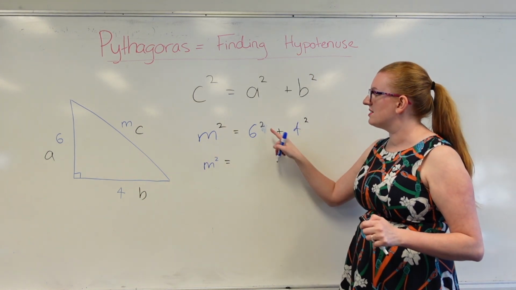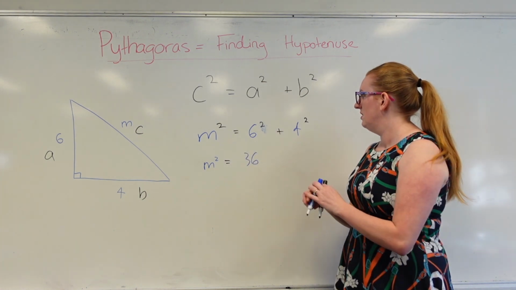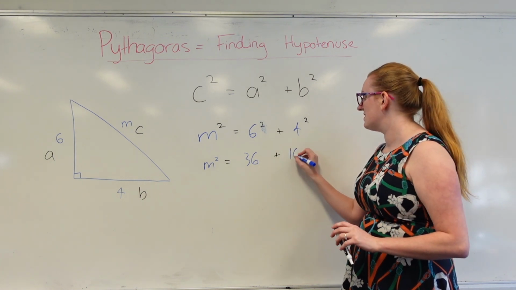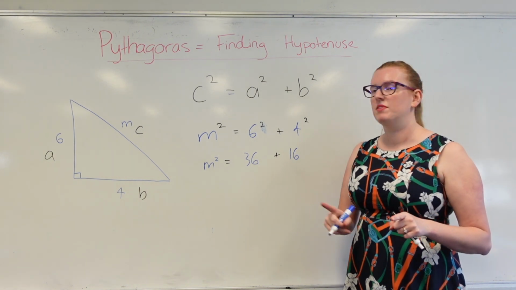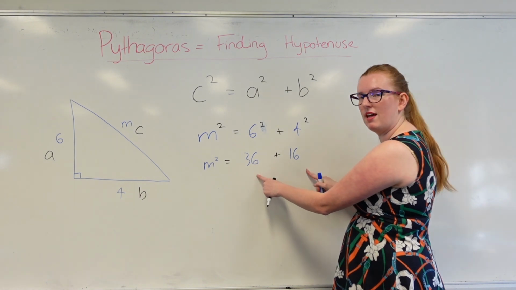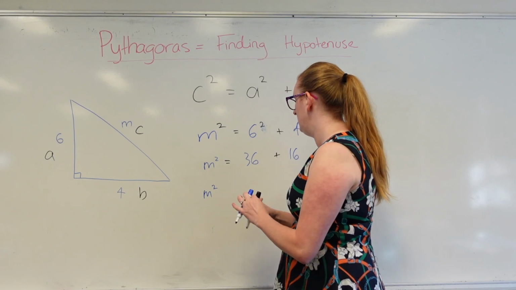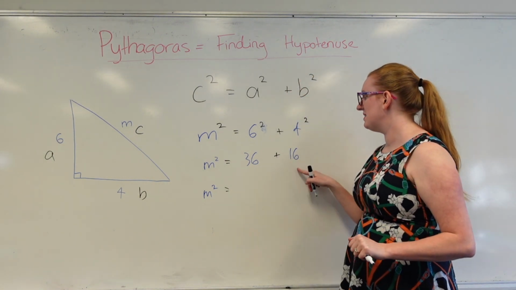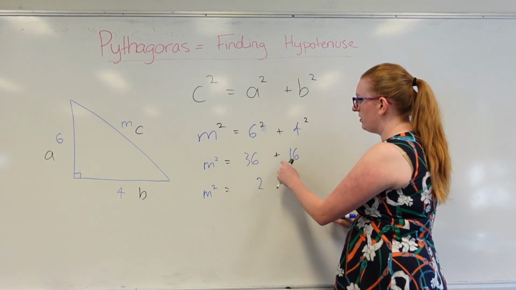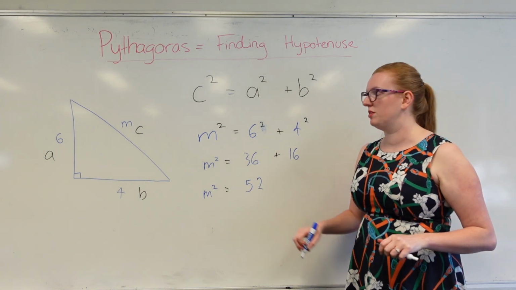Whereas here I've got 6 squared. So 6 squared means 6 times 6, which is 36. And then I've got 4 squared, 4 fours are 16. Okay, cool. So I've squared my numbers, and now I'm going to add them together. So this again stays as m squared. 36 plus 16: 6 and 6 is 12, and then 3 plus 1, and then 1 from the 12 makes 5. So it becomes 52.